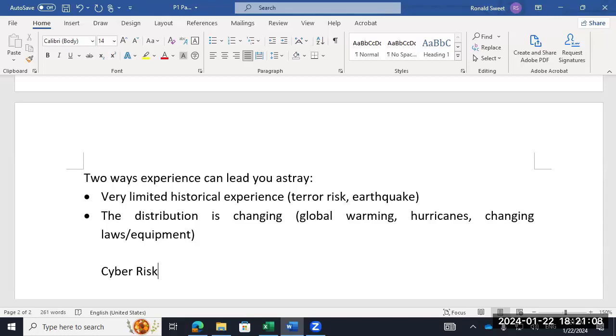Major risks. Does that fall under limited historical experience or the second one? I could see it fitting in both. So let's see what the second one is. The first one, you don't have much history on frequency and severity. The second one is you have plenty of history, but the distribution is changing. So the frequency and severity are different today than they were historically.